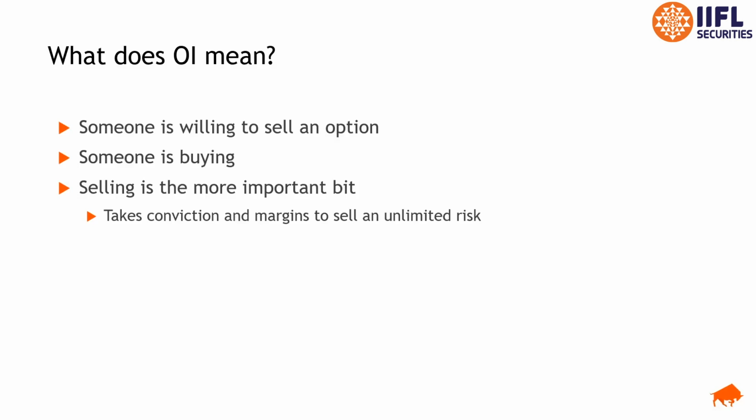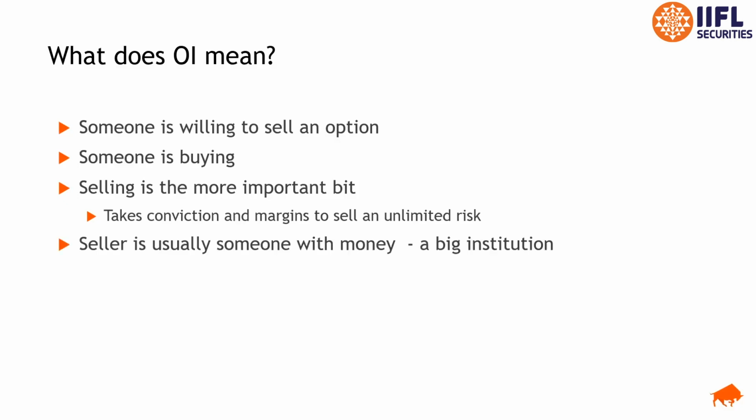In other words, option selling is like selling an insurance, which takes a lot of conviction, a lot of margins, and a strategy which is not really dependent on direction. It's like you're selling an option to get the premium. So usually these sellers who sell an option are people with some amount of money. Usually they are big institutions. Retail investors don't usually trade options by selling them.